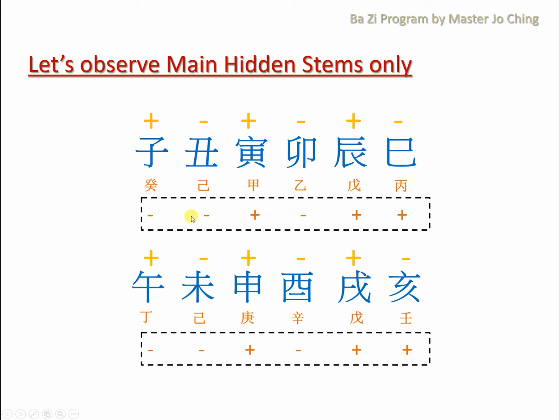So what I've done now is display the yin and yang, the polarity, of the main hidden stems. For example, gui. Every one of us knows that gui is yin water. Therefore, I put a minus sign there. A plus sign here means yang. So it's yang and yin. One more example: chou is a yin earthly branch. It has a hidden stem of ji. Ji, as we all know, is a yin stem. So therefore, I put a negative sign over there. Over here, in this rectangular box, I display all the different yin and yang signs, the polarity, under each hidden stem. So let's carry on.